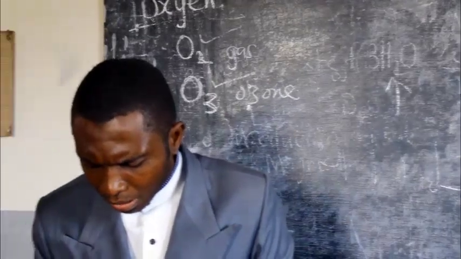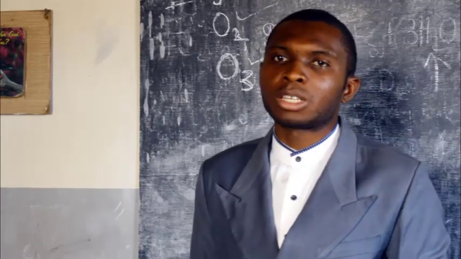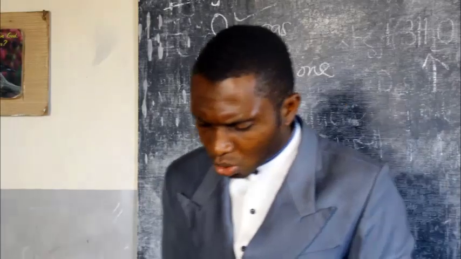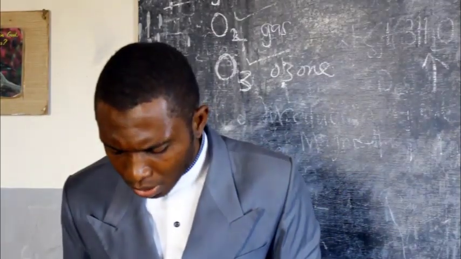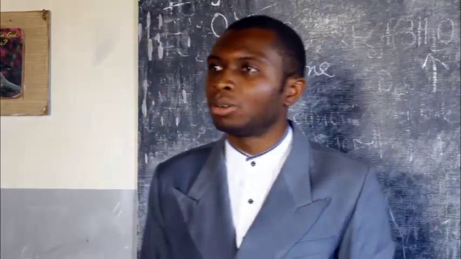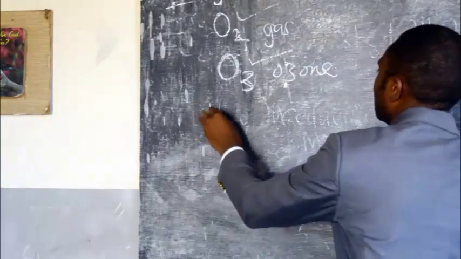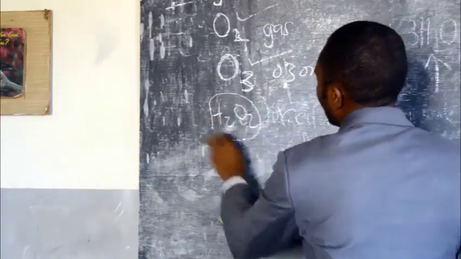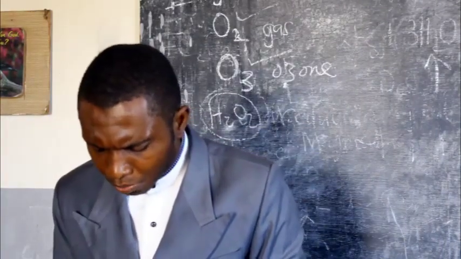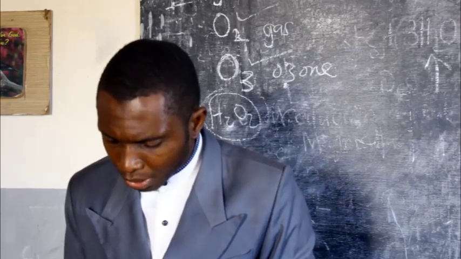The name oxygen means what? Acid producer. In the previous class, we said that hydrogen is what? Water producer. And oxygen is what? Acid producer. We can obtain oxygen from hydrogen peroxide, H2O2. There are other methods: decomposition of potassium chlorate, and also oxidation of hydrogen peroxide.